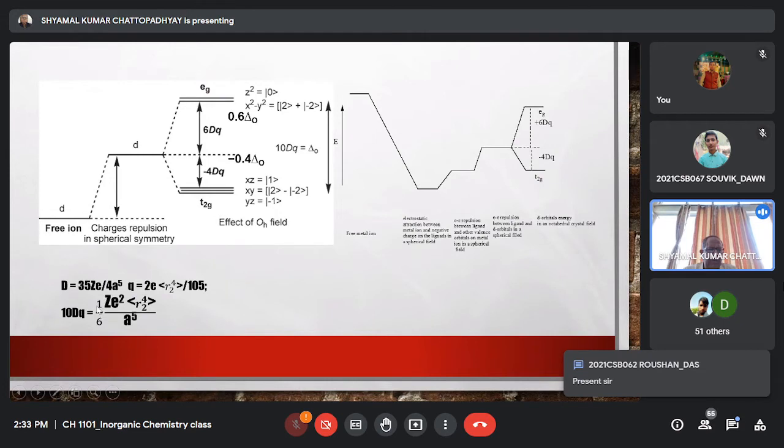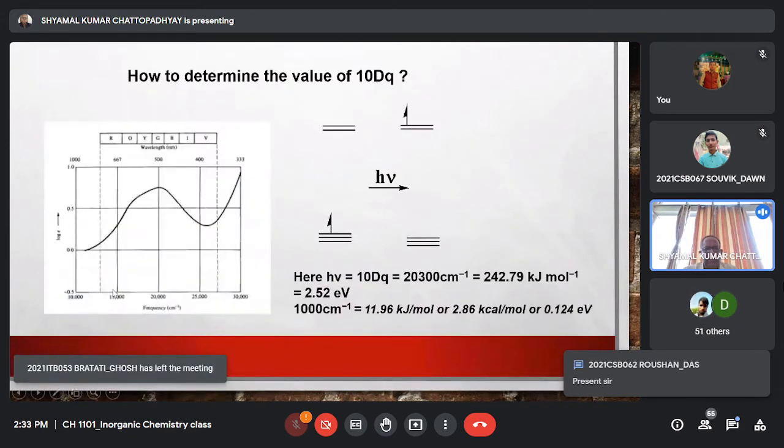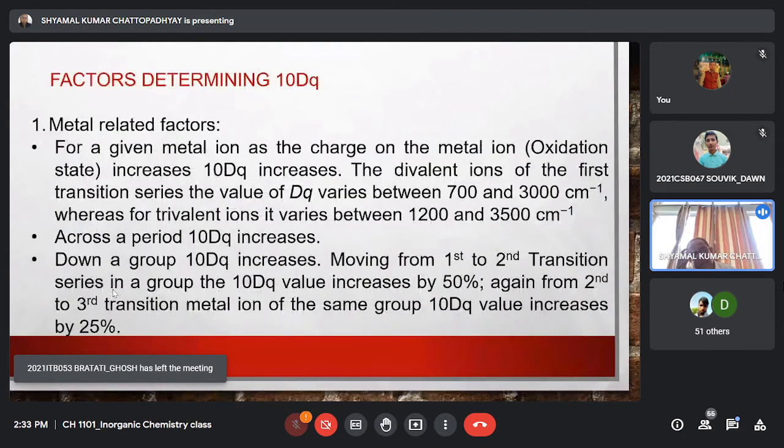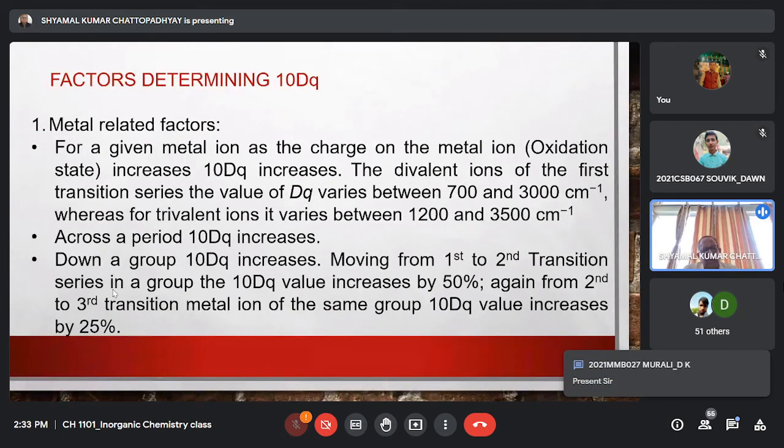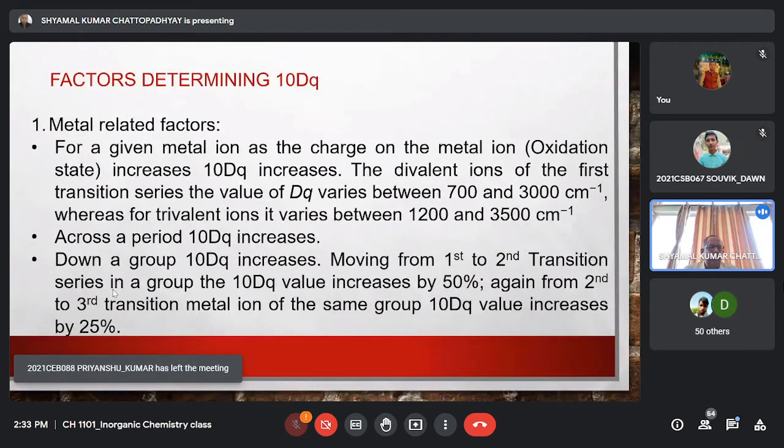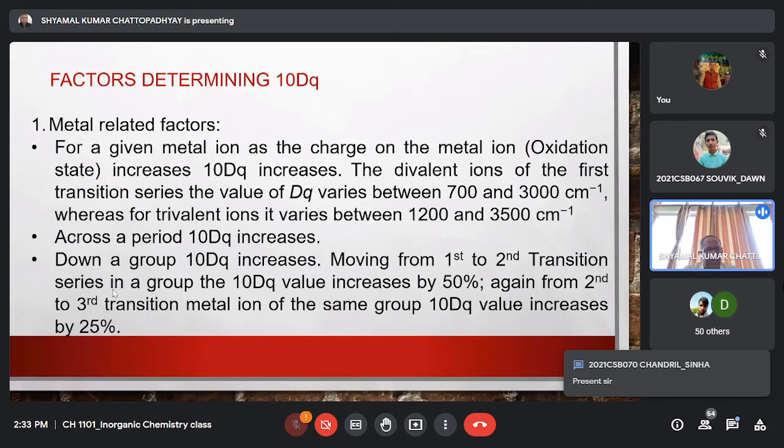depending on the effective nuclear charge. So if the effective nuclear charge increases, we expect the crystal field splitting to increase. Then we have also justified why across a period 10 Dq increases, because across a period for a given positive charge, say 2 plus or 3 plus, the size decreases and the effective nuclear charge increases, and because of the decrease in size and increase of the effective nuclear charge, the 10 Dq value again increases.